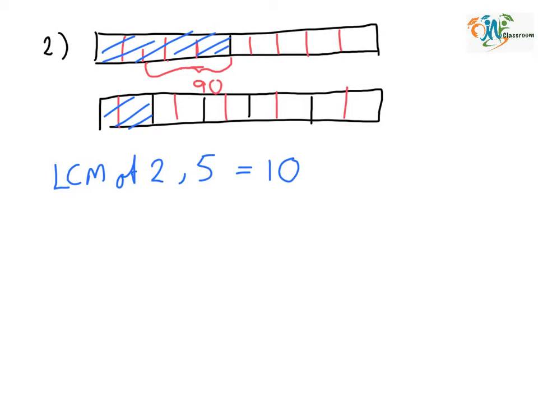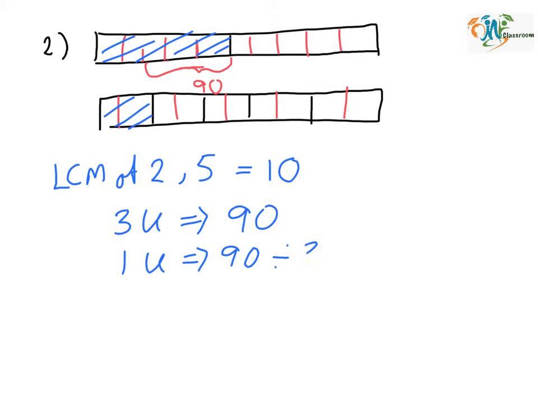So what is 90? 3 units. Okay, very good. So can you all see that 3 units is equal to 90? So what's next? 1 unit equals 90 divided by 3, equals 30.